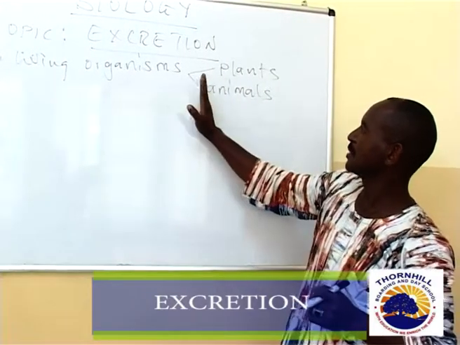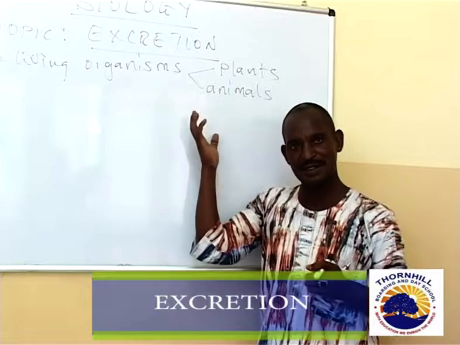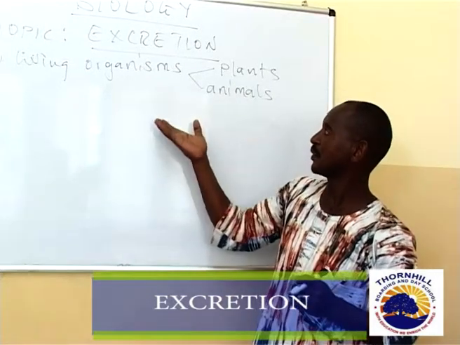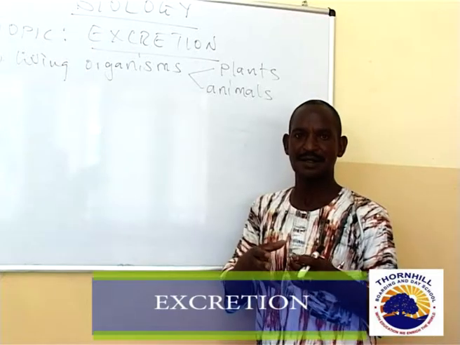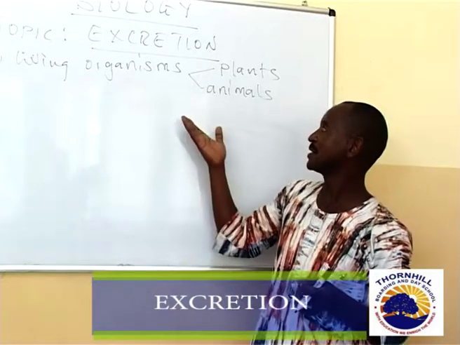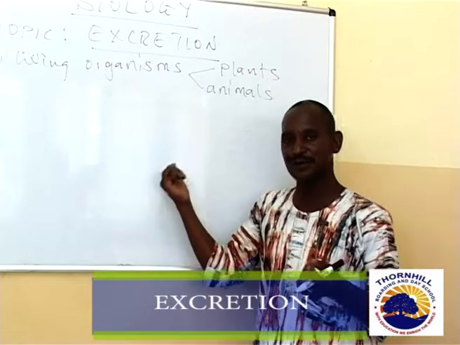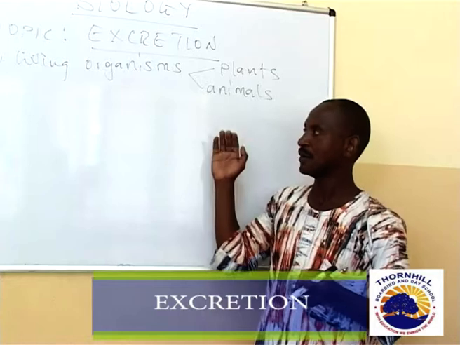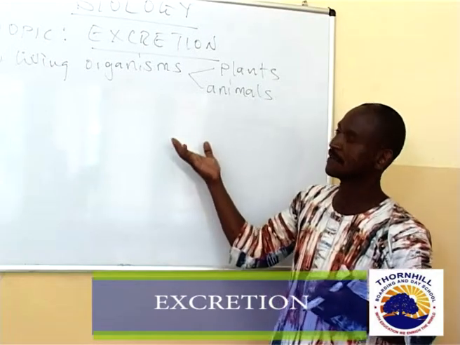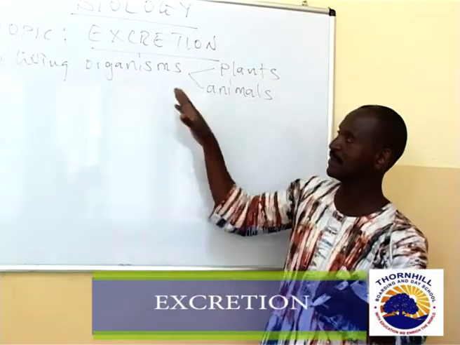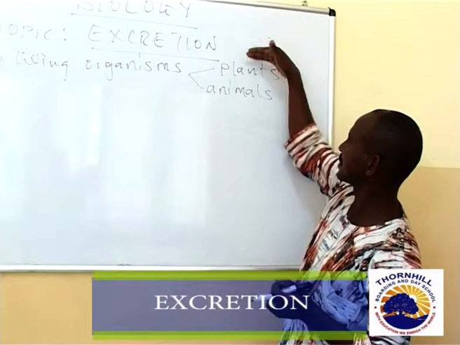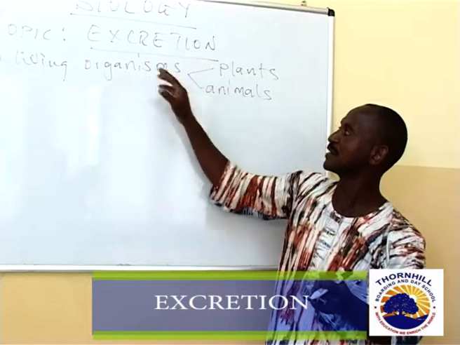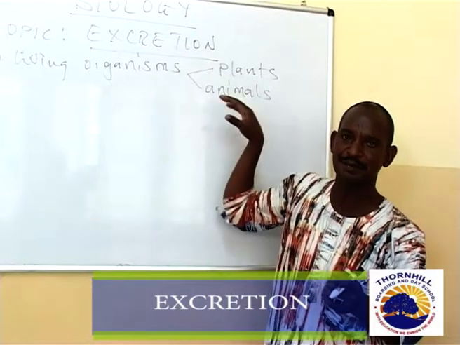Now, these organisms have both similarities and differences. In this lesson, we're going to look at the similarities. For example, plants and animals are able to reproduce, to move, to grow, and to excrete. These systems are found in plants and animals. Our main focus in this lesson is on the system of excretion in plants.